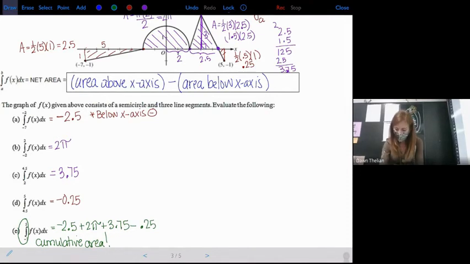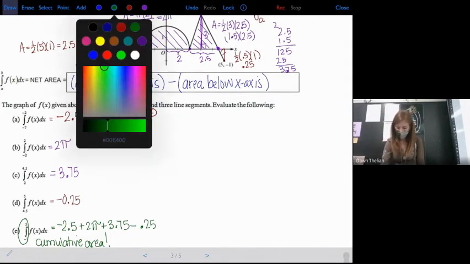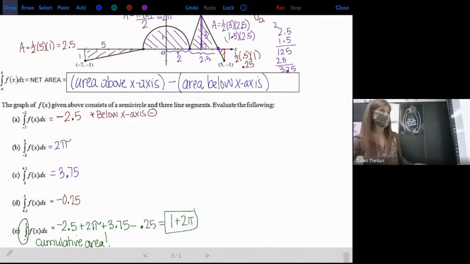If I had to combine like terms, 3.75 minus 0.25, that's 3.5, just thinking in terms of like money. 3.75 minus 25 cents is 3.50. Then minus 2.50, we're left with 1 plus 2 pi as the cumulative area under the curve, where anything below the x-axis is negative, above the x-axis is positive. Questions?